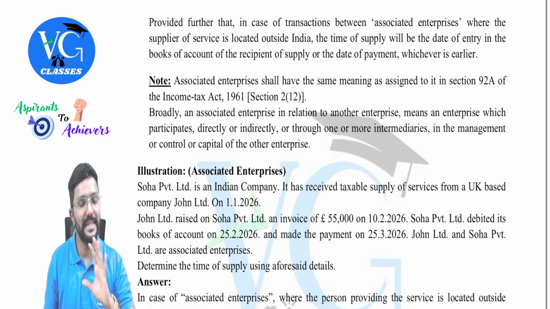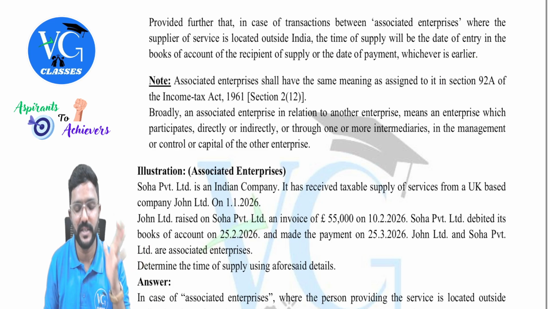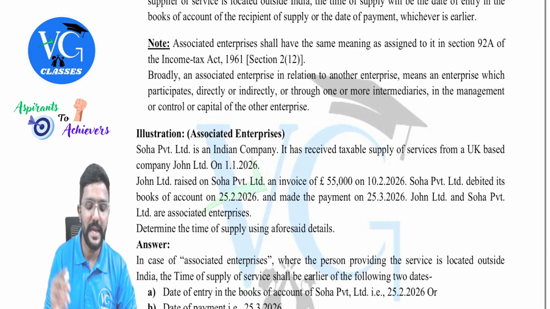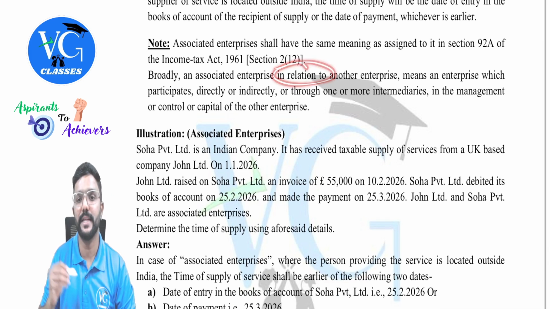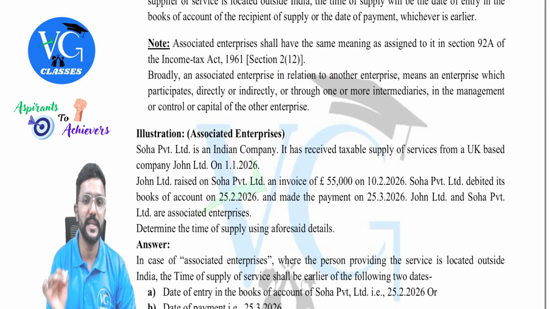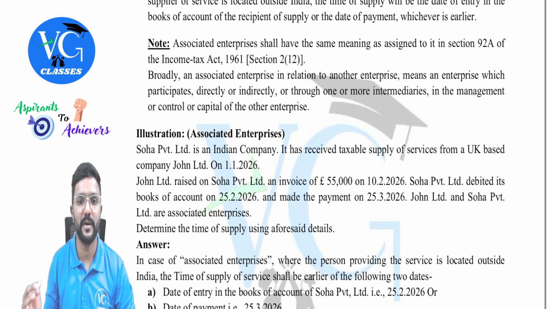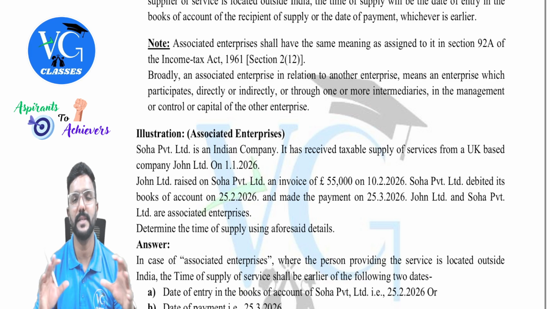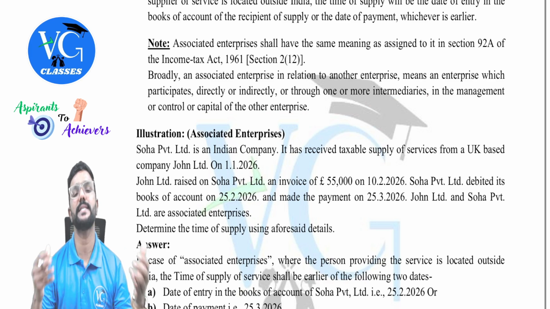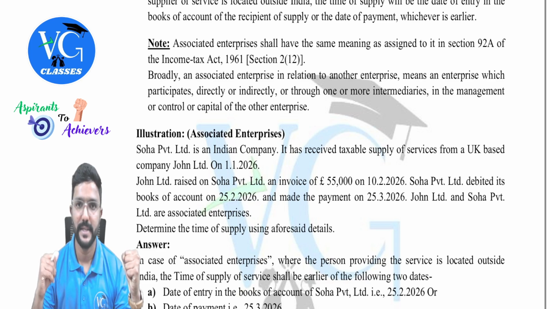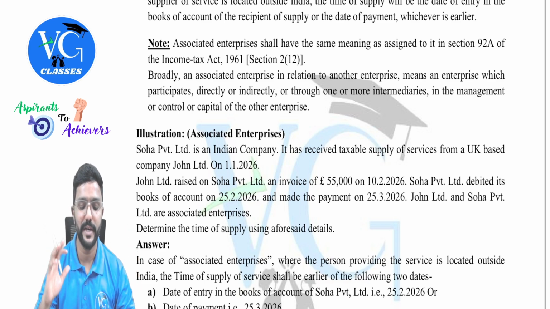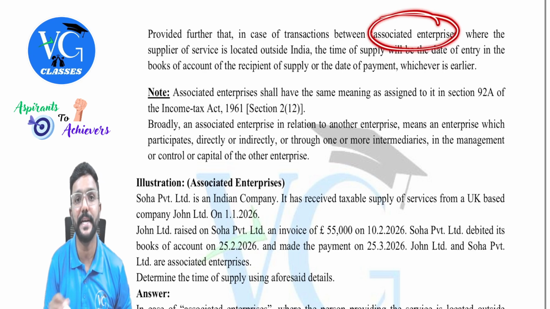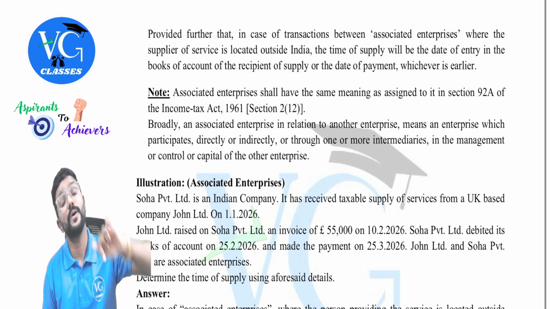So it is actually not a part of your intermediate syllabus, but still I've given what exactly it means in simple terms. Broadly, an associated enterprise in relation to another enterprise means an enterprise which participates directly or indirectly or through one or more intermediaries in the management, control or capital of the other enterprise. In simple terms, an example is holding and subsidiary companies. Is that clear?